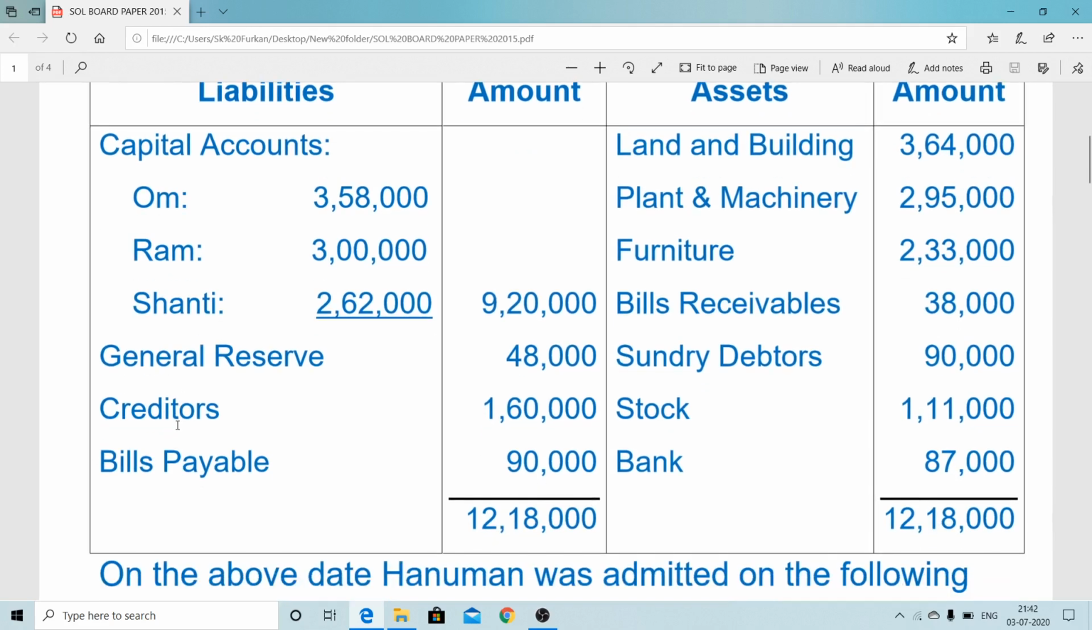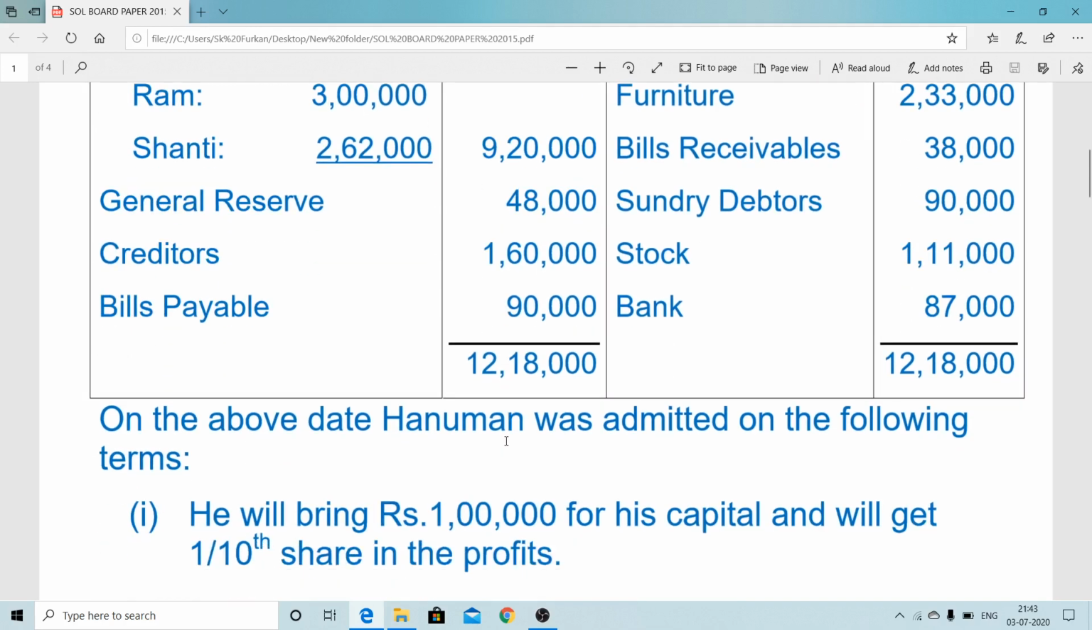There is one undistributed profit, that is general reserve, 48,000, which you have to distribute to the old partners Om, Ram and Shanti in their old profit sharing ratio. Creditors, 1,60,000, that is an outsider liability as well as a current liability. Bills payable also the same way, 90,000. It is also an external liability as well as a current liability. Total of the liability side, 12 lakh and 18,000.